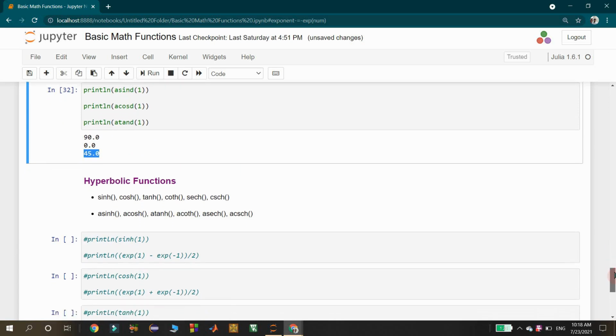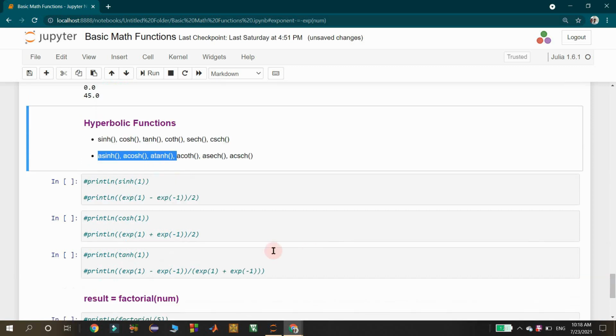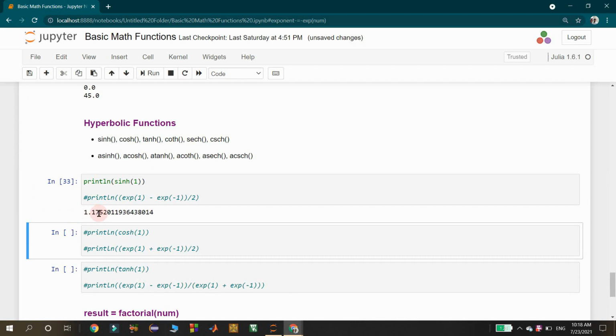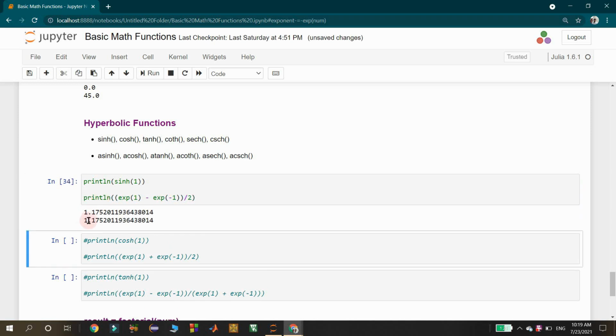And then we have another set to perform hyperbolic functions. Those are sin h, cos h, tan h, etc. And we also have the functions to perform inverse hyperbolic functions. Those are a sin h, a cos h, etc. First I am considering sin h of 1. We got 1.175. Actually sin h of 1 is equivalent to e power 1 minus e power -1 divided by 2. That also I am computing here. Then if I run this cell again, I got 1.175 as the value for this expression.